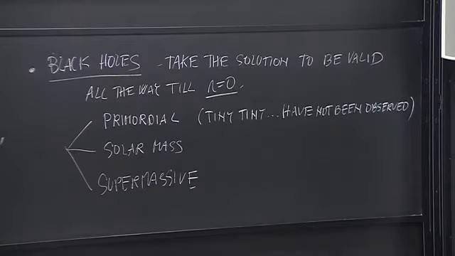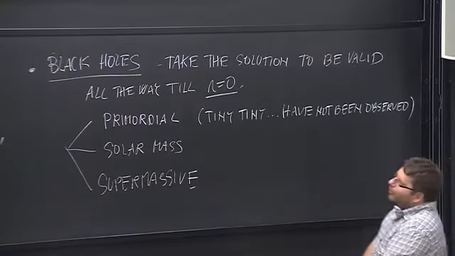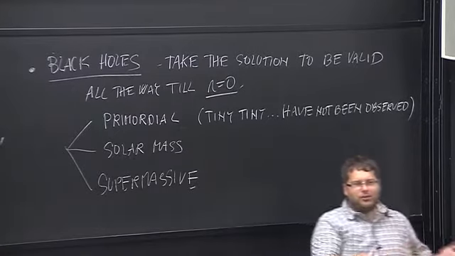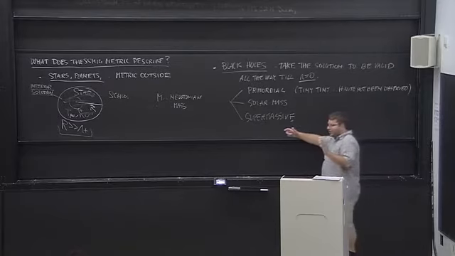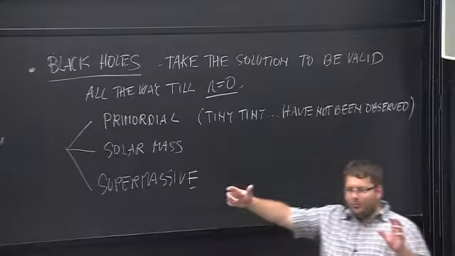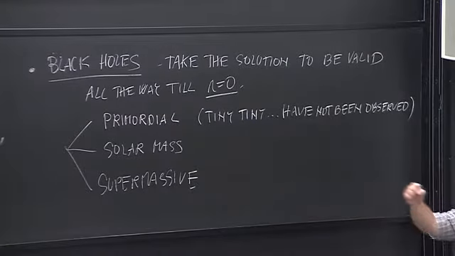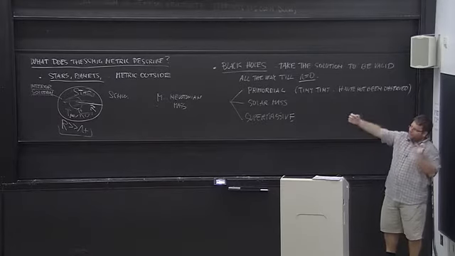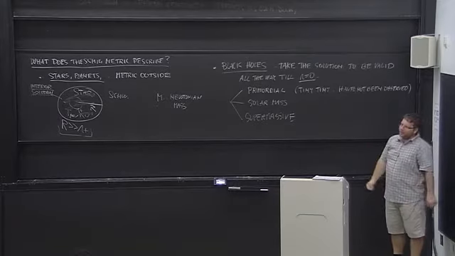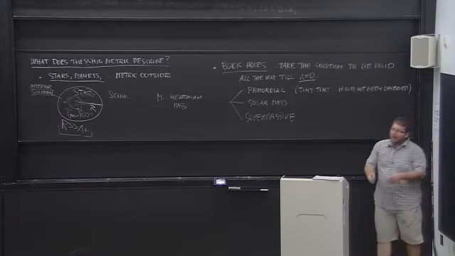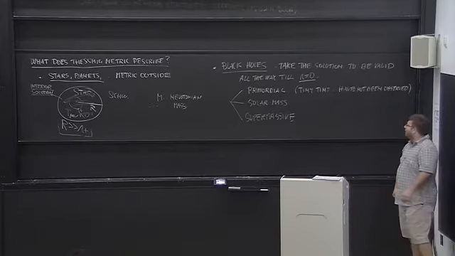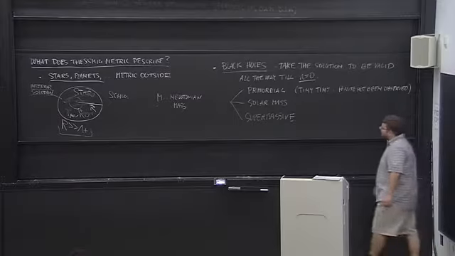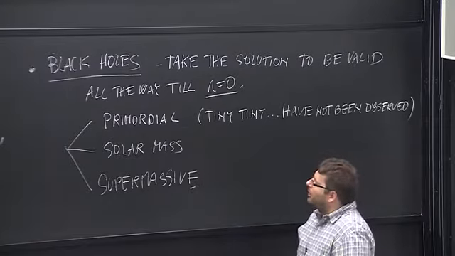Of course, solar mass black holes typically arise by the gravitational collapse of some massive stars. If you have a massive star, it's just too heavy. There's too much mass, so you cannot prevent the gravitational collapse of this star. There's no pressure big enough to actually balance this gravitational force. And so in the end, you form a solar mass black hole.